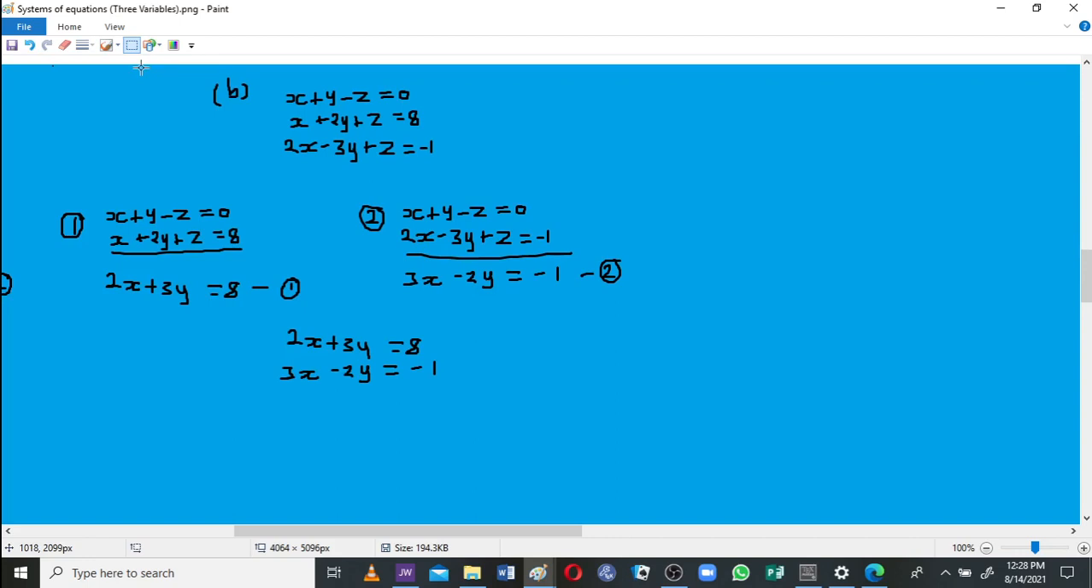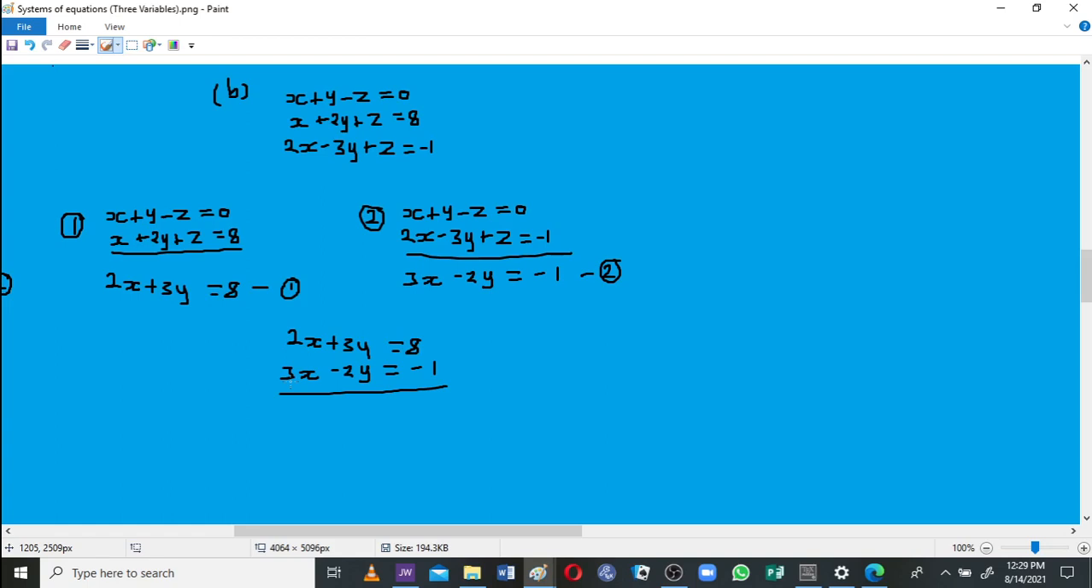Okay, so now we can solve this one. So look at this one. Here, remember I mentioned that to eliminate a variable, you need to make sure coefficients are equal. All right, now look at this one. Coefficients are not equal. For the x variable, we have 2 as a coefficient and we have 3 downward as a coefficient.